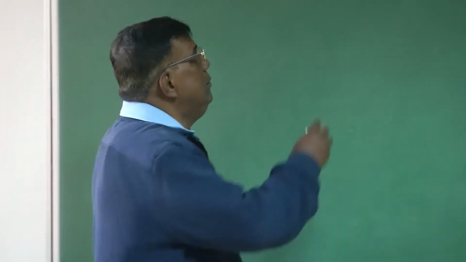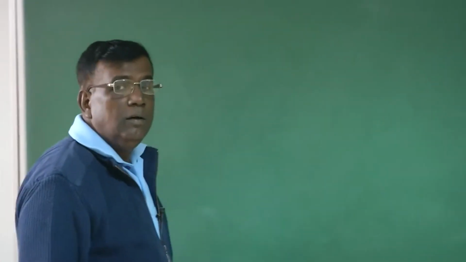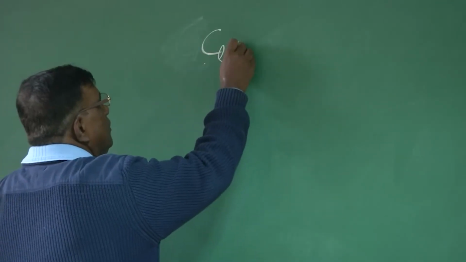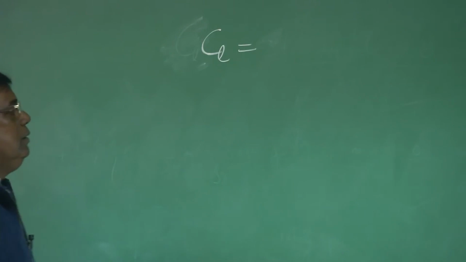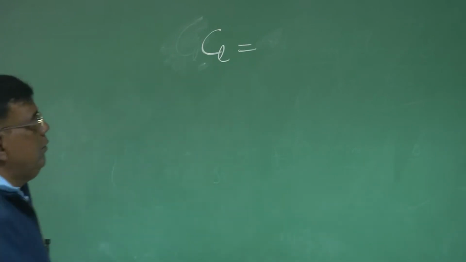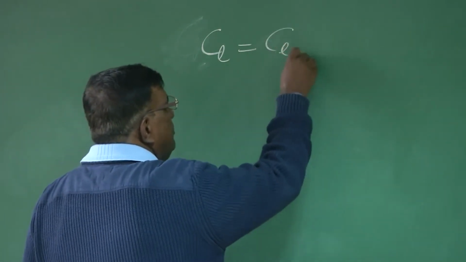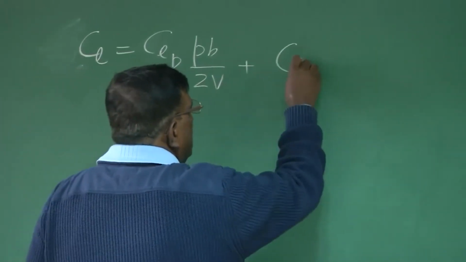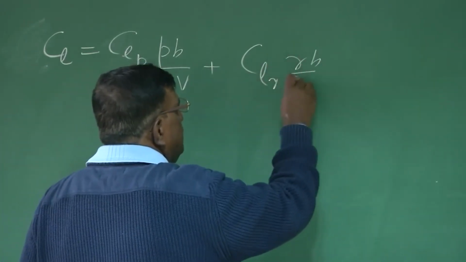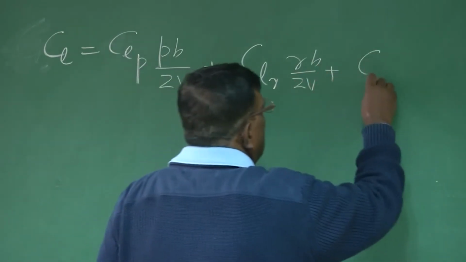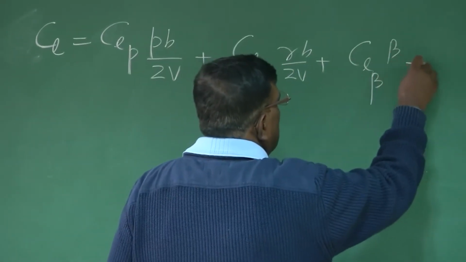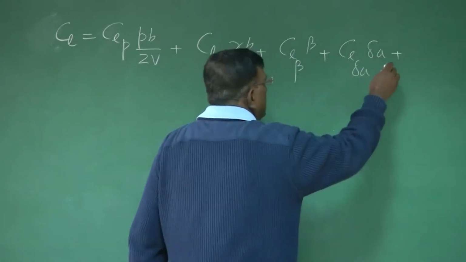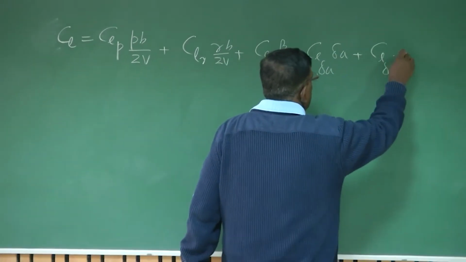So this is one part of this experiment. Now let us see what more information we could get out of it. Let us look at the rolling moment coefficient. In the rolling moment coefficient, I can again expand: C_l equals C_lp times pb by 2V, plus C_lr times rb by 2V, plus C_l beta times beta, plus C_l delta a times delta a, plus C_l delta r times delta r.